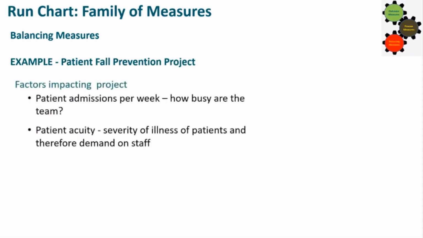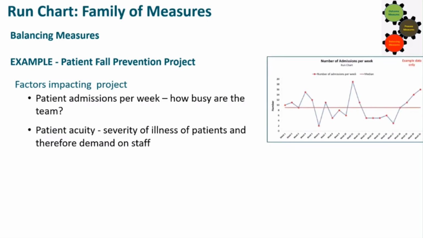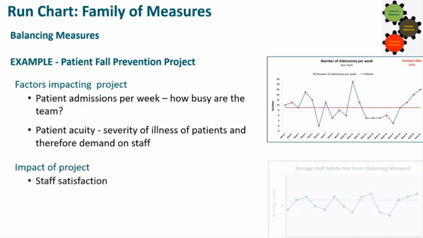So there may be some balancing measures from the factors impacting the project, such as patient admissions per week. In other words, how busy is the team because of the number of admissions that they're receiving each week. Or patient acuity, the severity of illness of the patients and therefore the demand on staff. So this is looking at the number of admissions per week, this chart. And then there may be some balancing measures that focus on the impact of the project, such as the impact of the project on staff satisfaction.